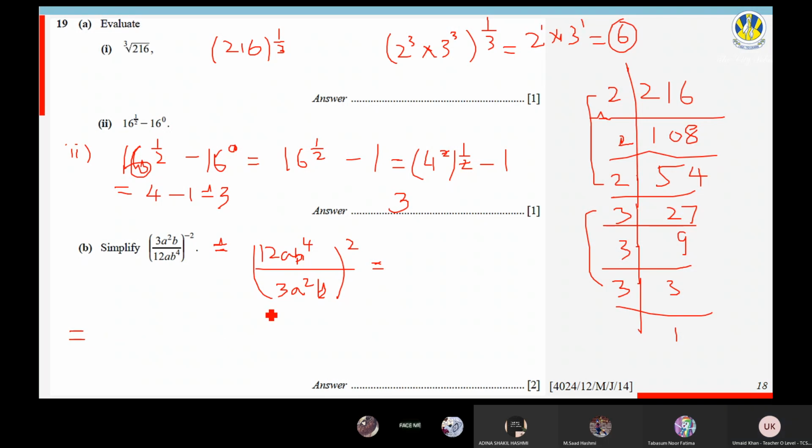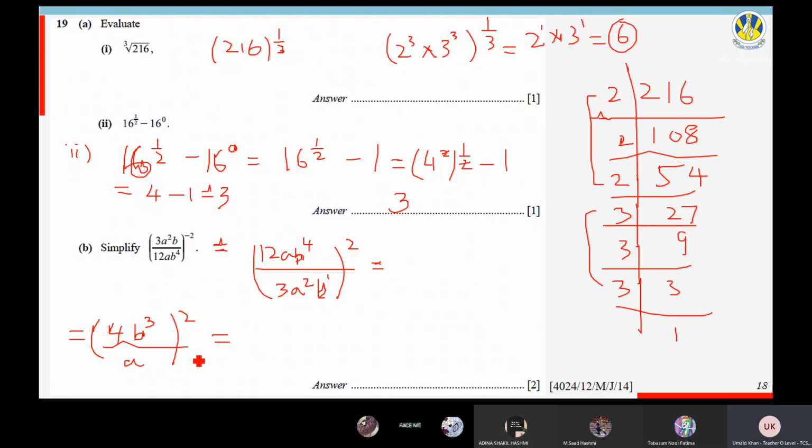Okay. So now this 12 will be divided by 3. You will get 4, right? And the power of a will be cut with the a, but only one a will be left at the bottom. Okay, you want to take a to the bottom. That is also possible. So you will get 4 over a. What about the power of b? It will be 4 minus 1, one will be cut and it will be b raised to power 3. And the whole power will be square.